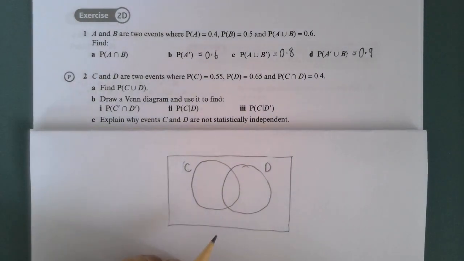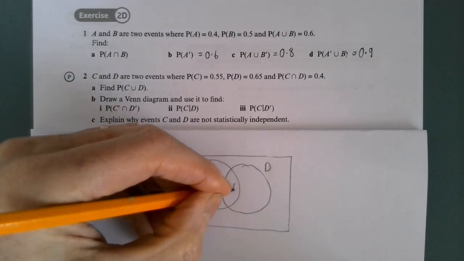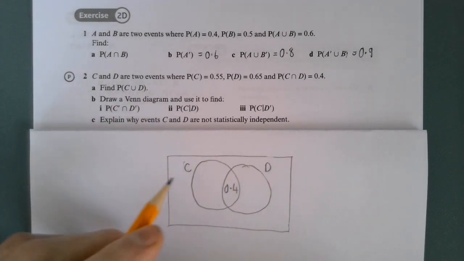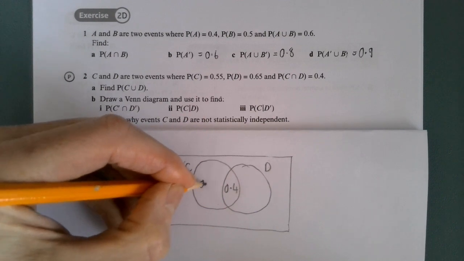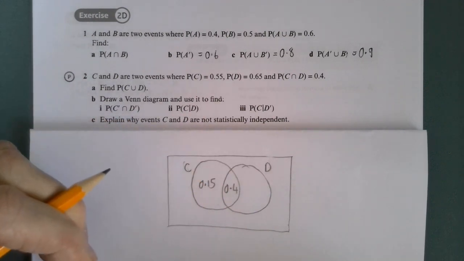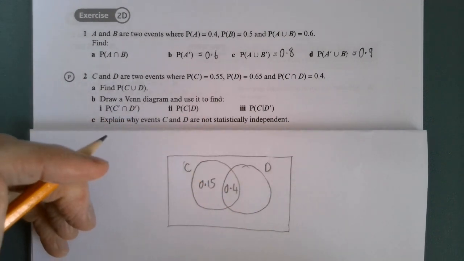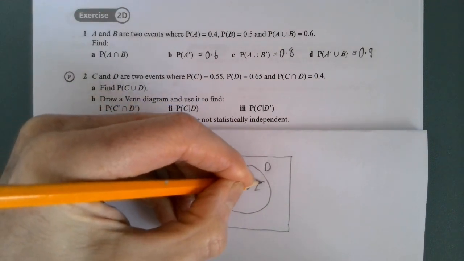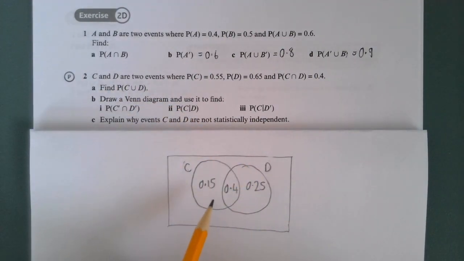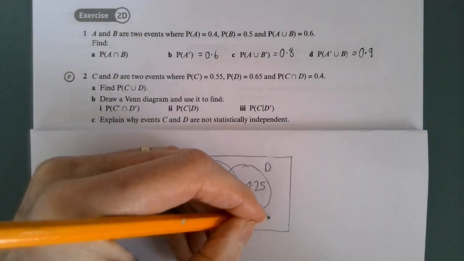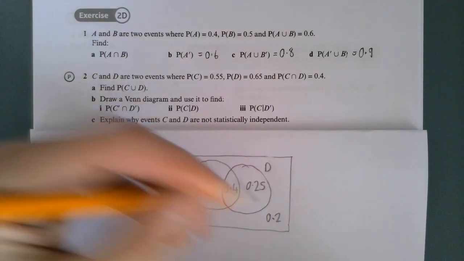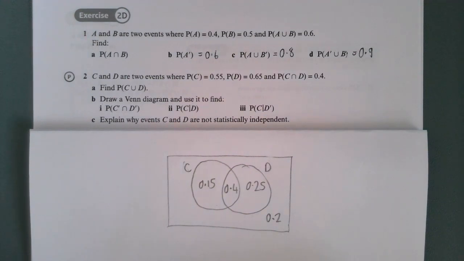This time we're given the intersection, so the intersection is 0.4. Probability of C is 0.55, so that's got to be 0.15. And D is 0.65, so that's going to be 0.25. So that means altogether there we've got 0.65 plus 0.15, which is 0.8. So that's 0.2 there.